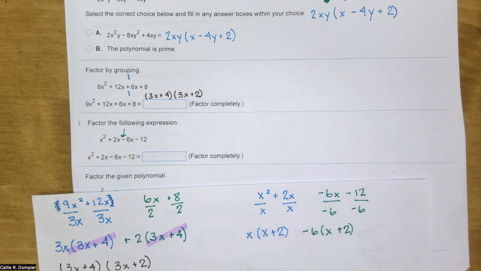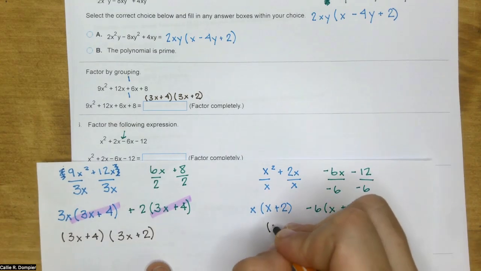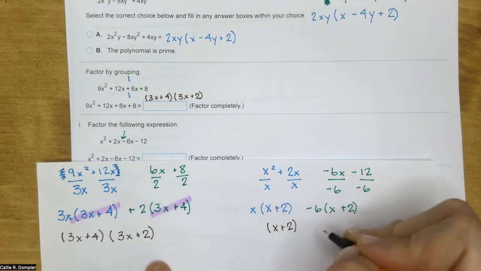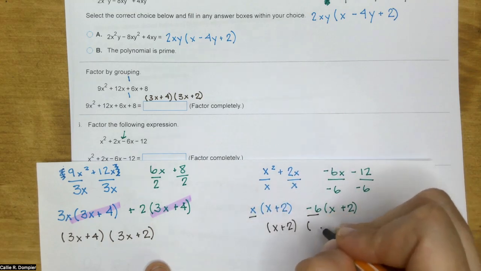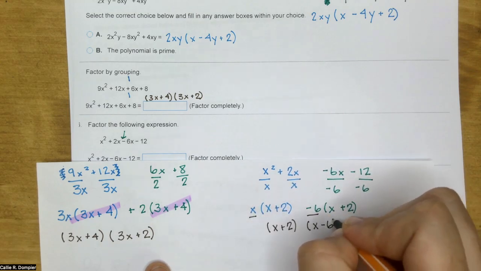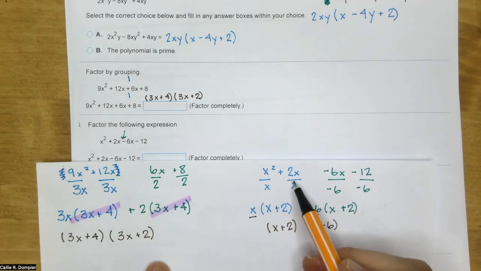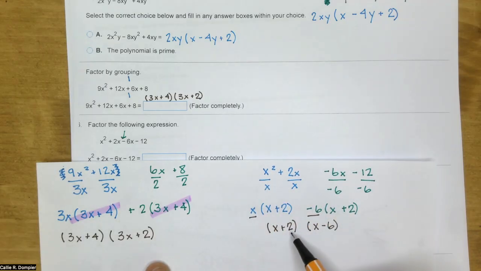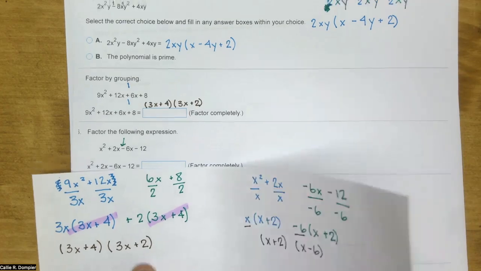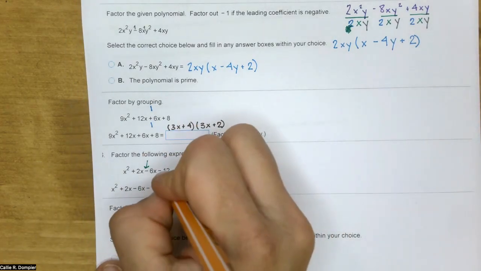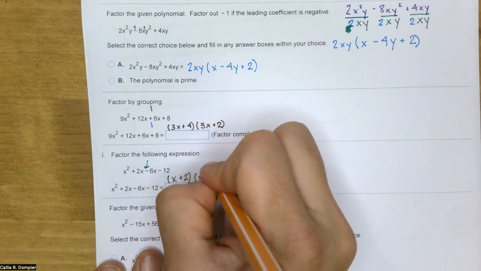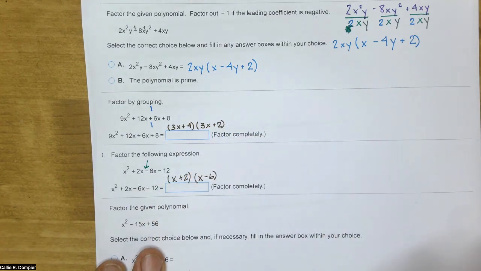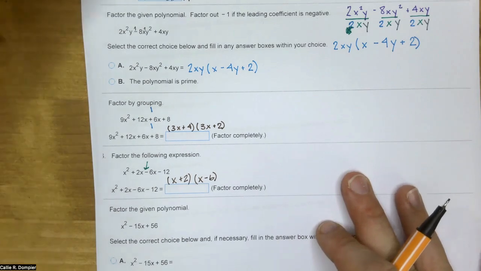So what we have here is this term and this term. What is common to both of them? The x plus 2. And what is left over when we take out the x plus 2? We have an x and a negative 6. We have x minus 6. So the factored form of x squared plus 2x minus 6x minus 12 is x plus 2 times x minus 6. Good? Okay.